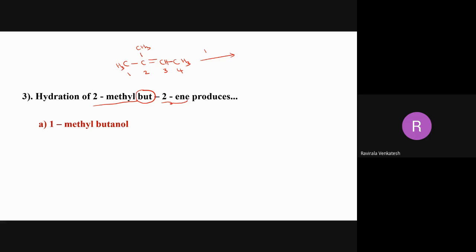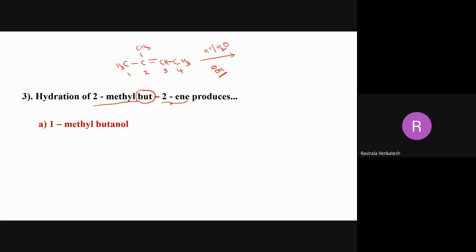Hydration, addition of water in presence of H plus. Now you have to add water, that means H plus and OH minus. Now where do we have to add H plus and OH minus? OH minus will be added on the second carbon or third carbon according to Markovnikov rule. Second or third carbon? What is Markovnikov rule?